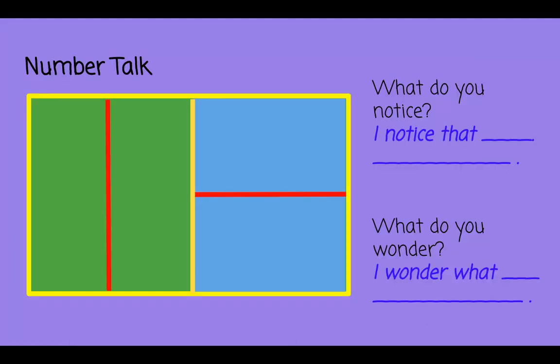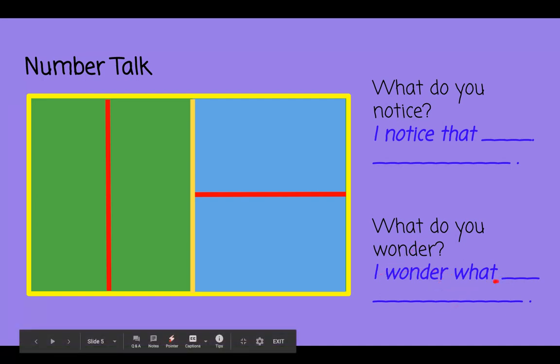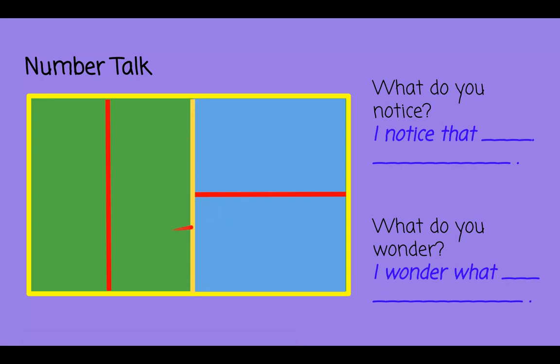Here's a number talk for you. So what do you notice? Use the sentence frame, I notice that. And then what do you wonder? I wonder what? Fill in the sentence. So what do you notice about this shape? It looks like it is a rectangle. That's correct. And it looks like this yellow line partitions this rectangle into 2 other rectangles.